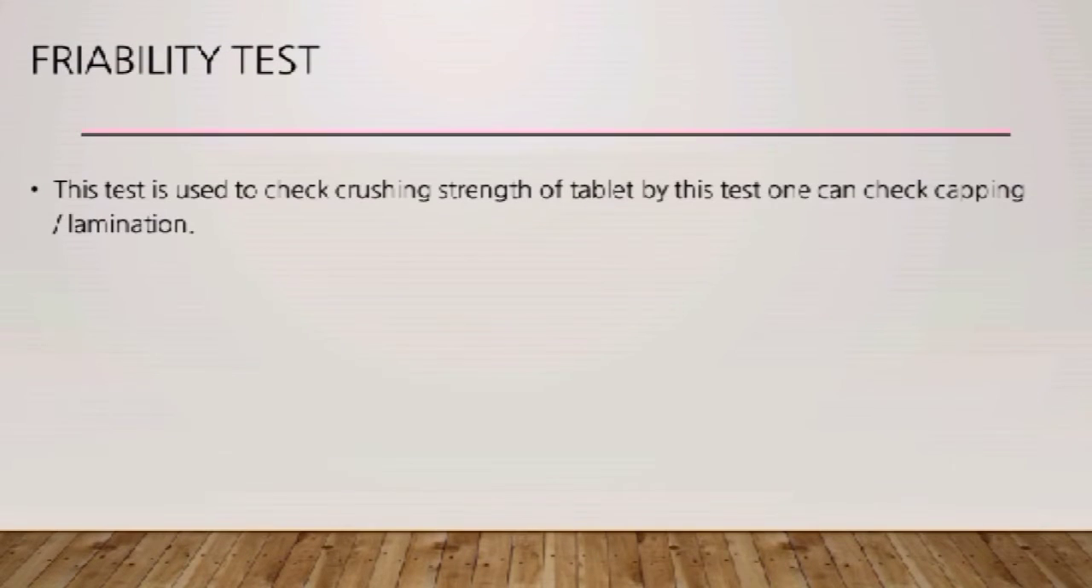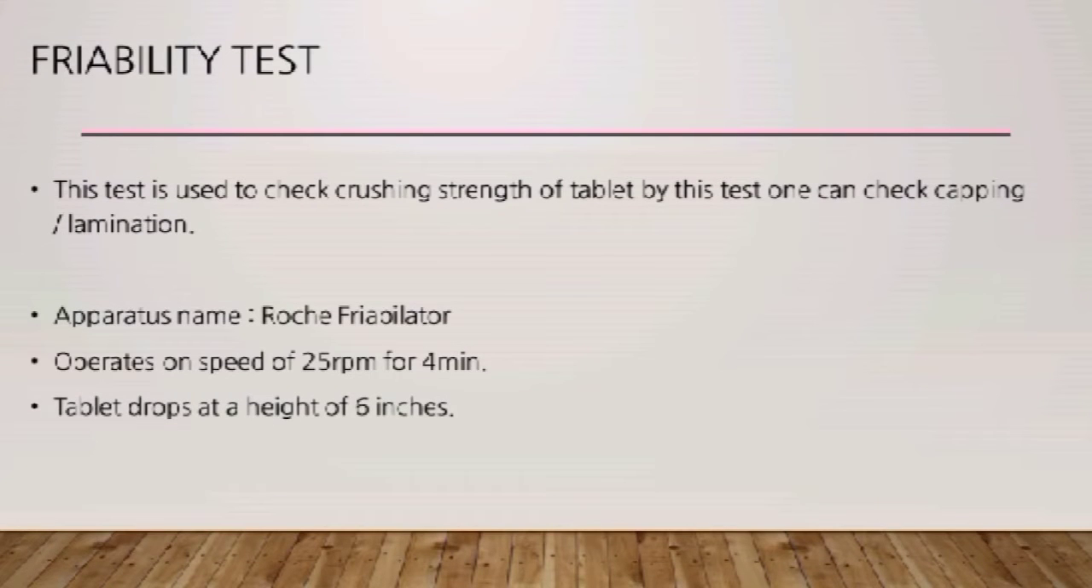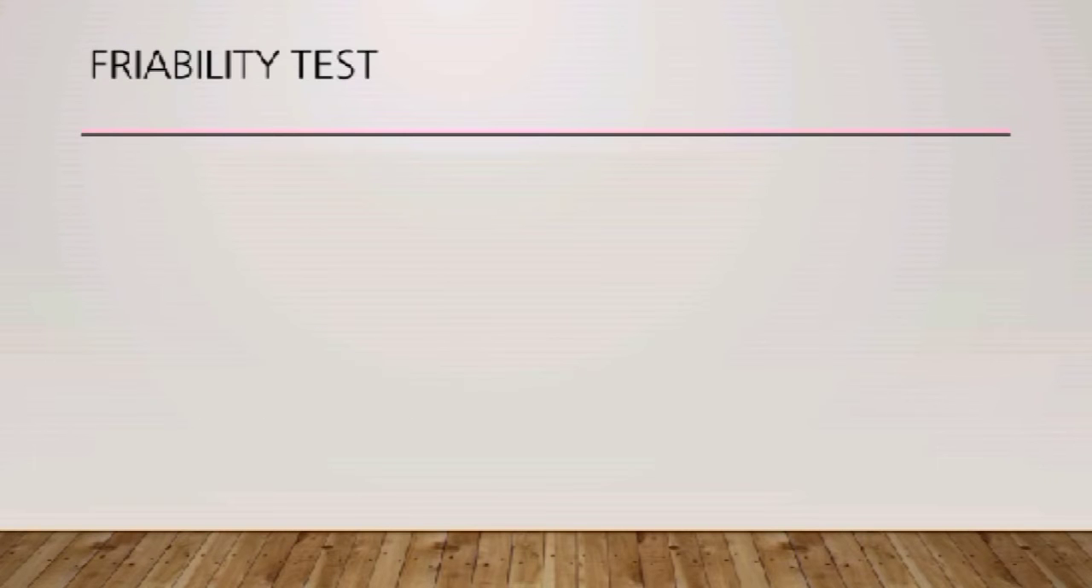Why is the friability test done? It is used to check the crushing strength of tablets. By this test one can check capping or lamination. It is also used to evaluate the ability of a tablet to withstand abrasion in packaging, handling and shipping, mainly in transport. The apparatus name is Roche friabilator. It operates at a speed of 25 rpm for 4 minutes. The tablet drops from a height of 6 inches.